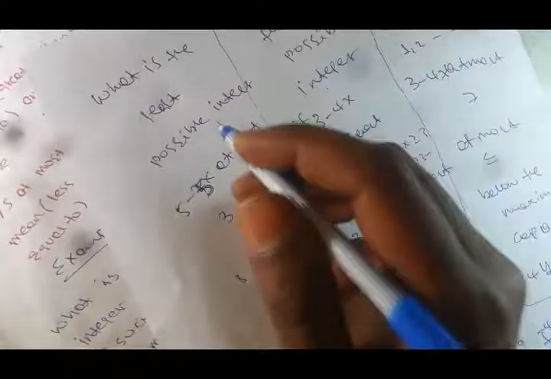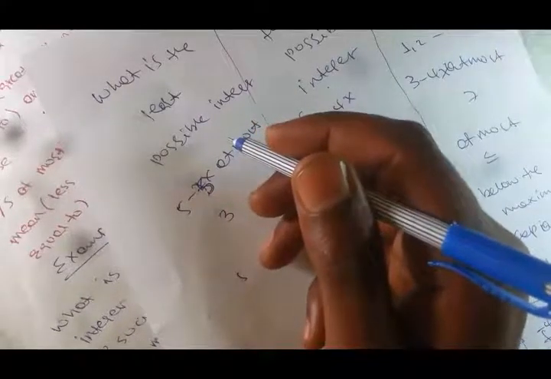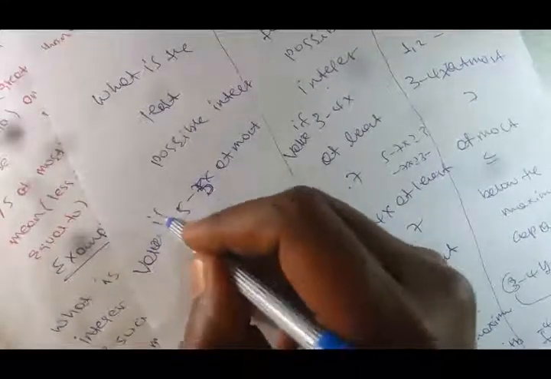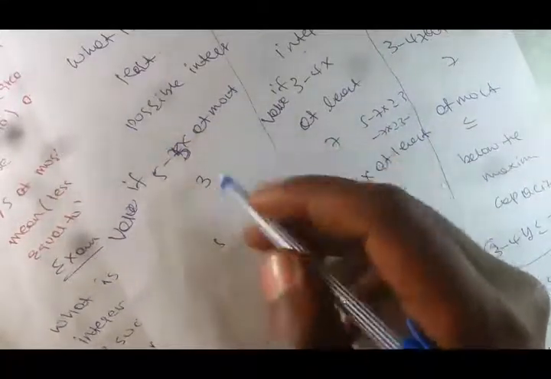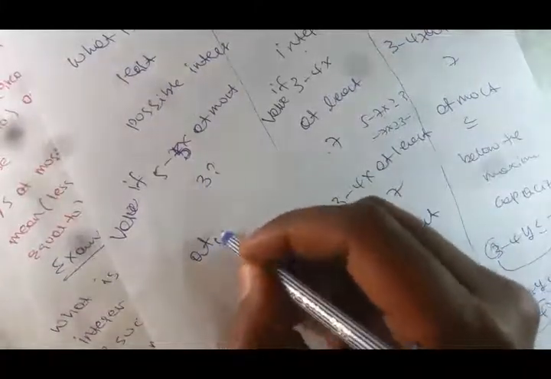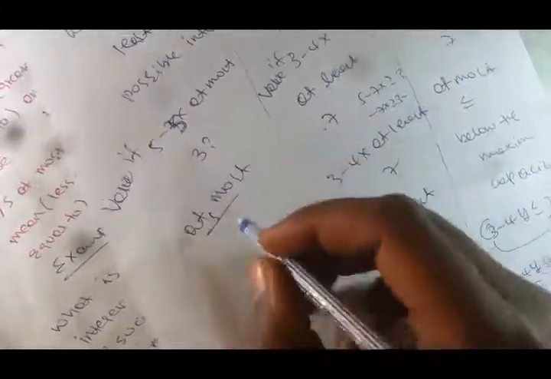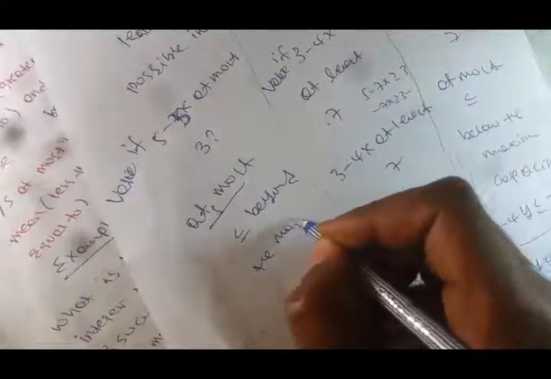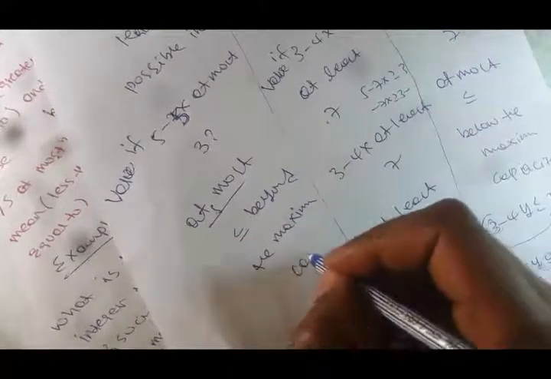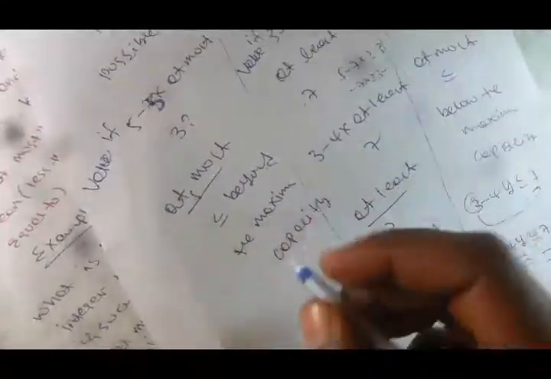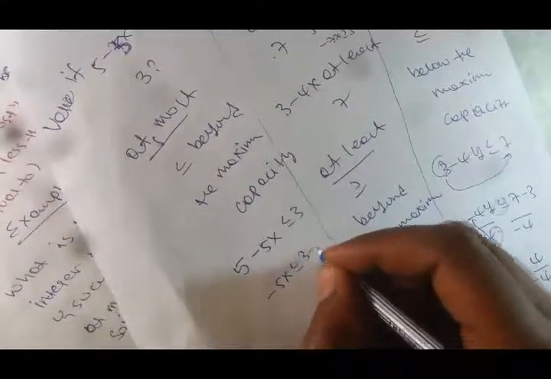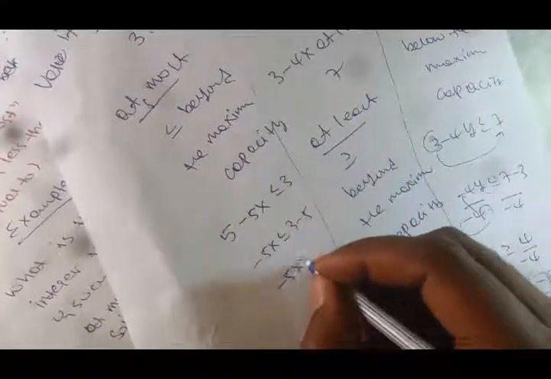And example 3 says, what is the least possible integer value if 5 minus 3x is at most 3. The first thing we have to ask is what does at most mean. At most means less than or equal to, or beyond the maximum capacity. Therefore 5 minus 3x must be less than or equal to 3. Therefore minus 3x must be less than or equal to 3 minus 5. Minus 3x less than or equal to minus 2.